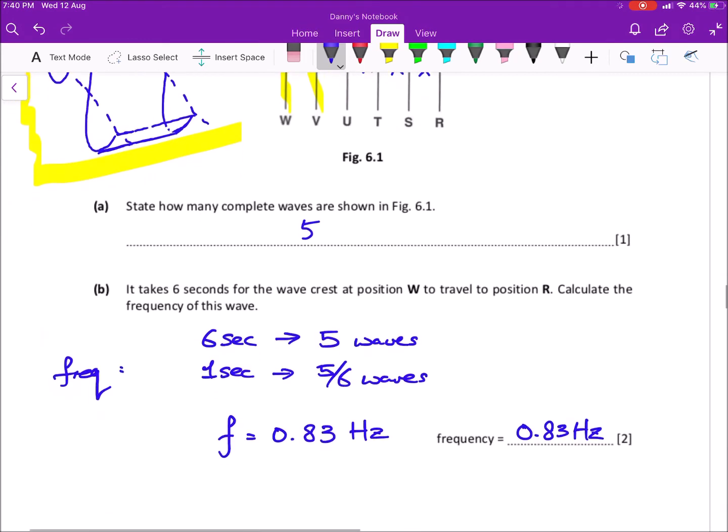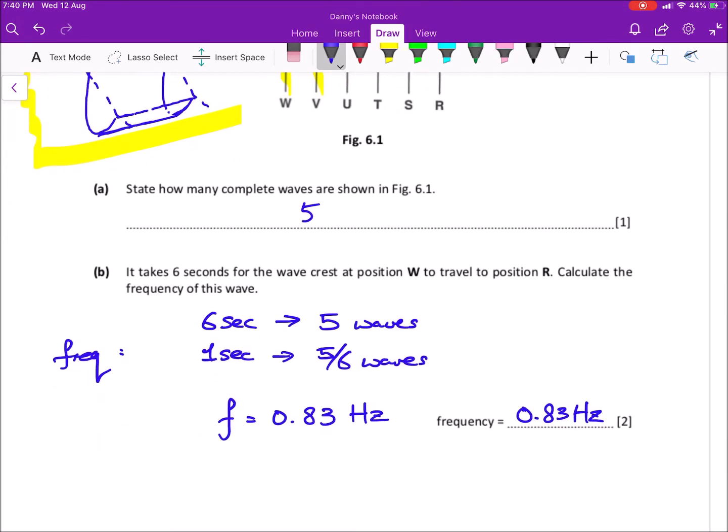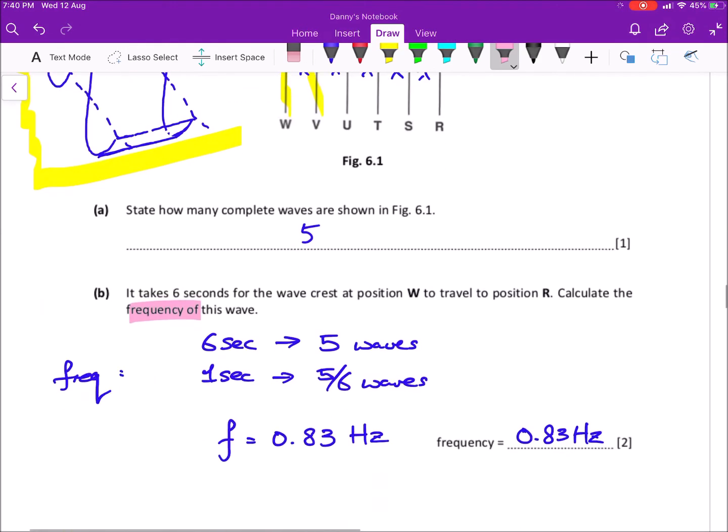Once you know that, you need to be careful when you are calculating frequency. Frequency means how many waves there are in 1 second. Now from the diagram, you know that in 6 seconds, you will get 5 waves. You want to know the frequency, which is how many waves in 1 second. So you divide by 6 over here, you get this. It is a ratio, so you divide by 6 as well. That's how you get frequency equals 0.83.